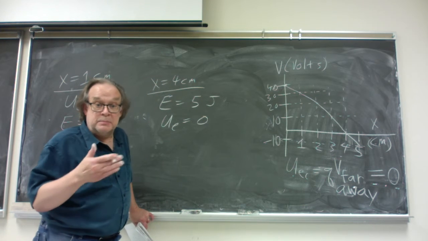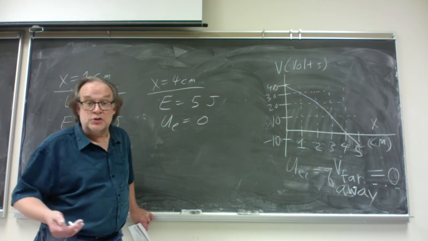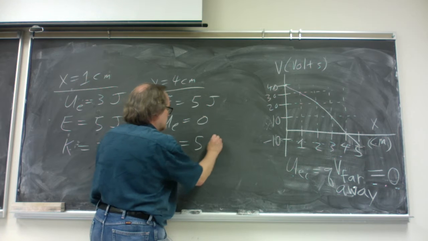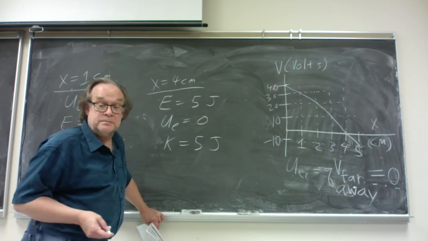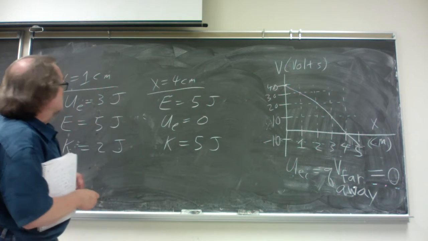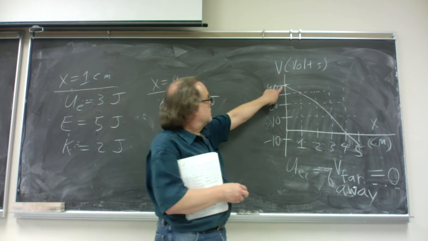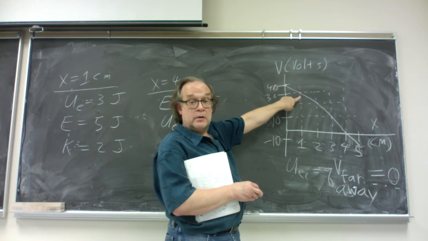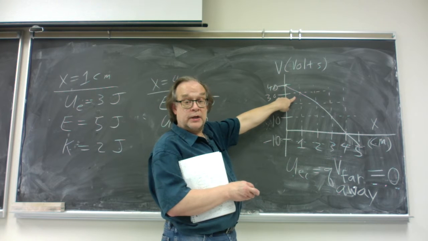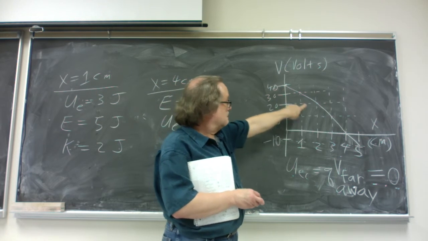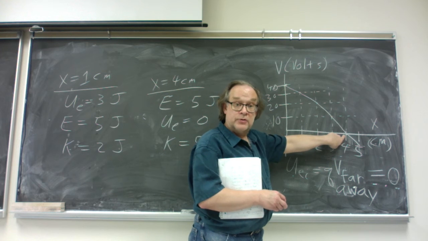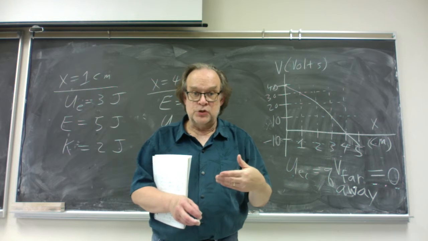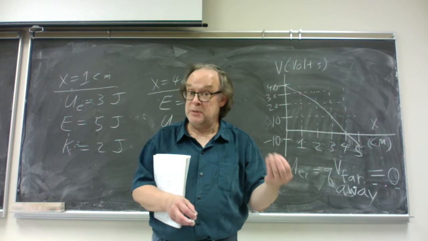But it's still the case that potential energy plus kinetic energy gives us total energy, so that means the kinetic energy has to be 5 joules. Remember, at x equals 0, the kinetic energy was 1 joule. When the particle moved here, the kinetic energy was 2 joules. Now when it's here, the kinetic energy is 5 joules. Kinetic energy is increasing, which corresponds to the particle speeding up.